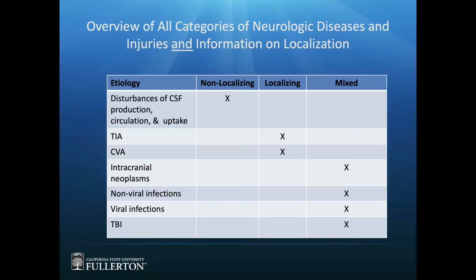Okay, now we're ready for the next two slides. This is a table showing which of the categories that we're going to go through are localizing. Meaning, what's a localizing neurologic disorder? It's one that points to a particular part of the nervous system where the problem is, usually where the damage is. So you could say, somebody had a stroke in Broca's area. The fact that they have that Broca's aphasia is localizing. It tells you where in the brain the stroke has occurred.